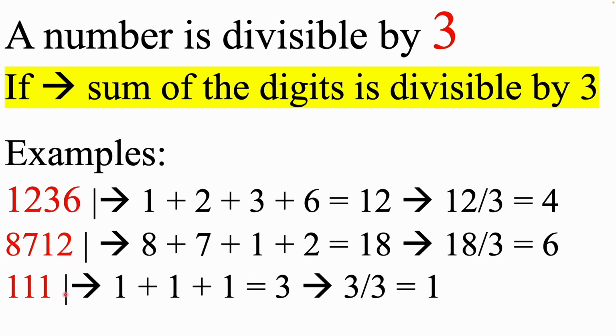So this number right here is also divisible by 3. And the last one is 111. If you add them up, you get 3. Divide by 3, you get 1, a whole number. And so this number is also divisible by 3.